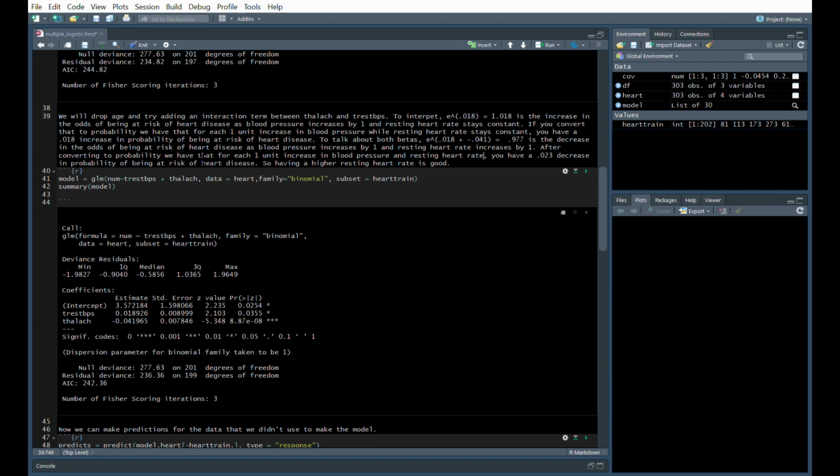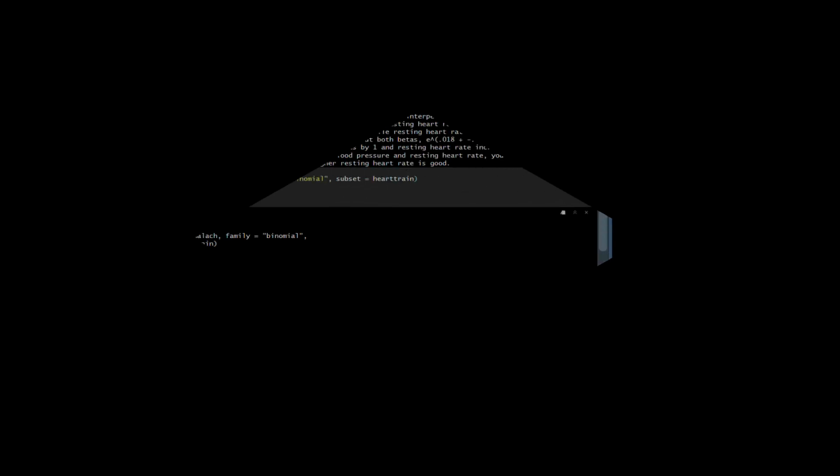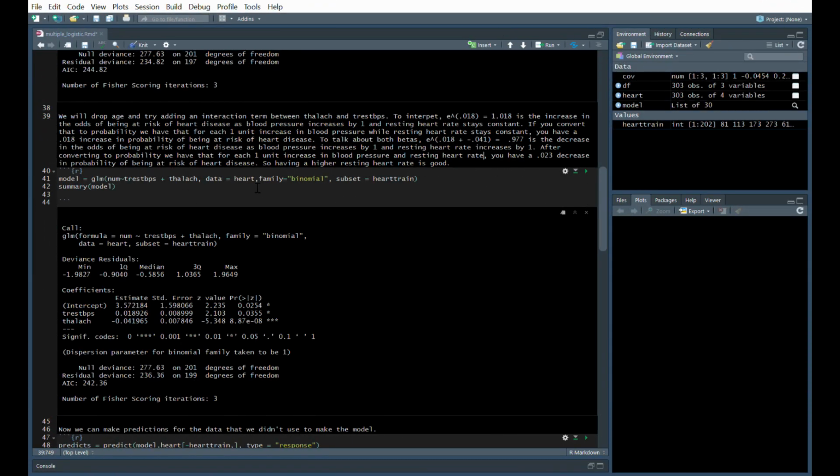So it looks like having a higher resting heart rate is good, and it lowers your chance of having heart disease. So now that we have the model that we want, you can do some diagnostics on it, and that is covered in the next video. Or we can go ahead and decide the cutoff point and everything, just like in the previous video.